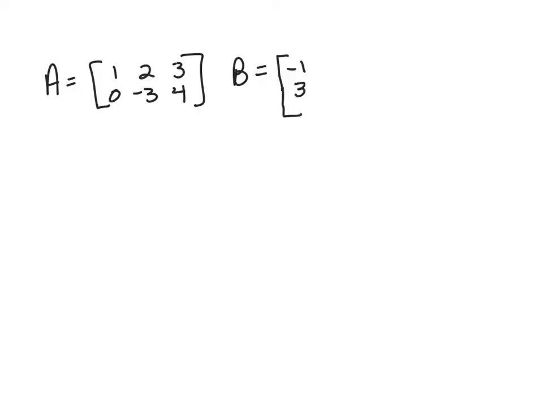So I'm going to let A be 1, 2, 3 by 0, -3, 4, and let B be, let's see, it's so hard to be random, -1, 3, 2, and -4, 1, 1. Then A times B.